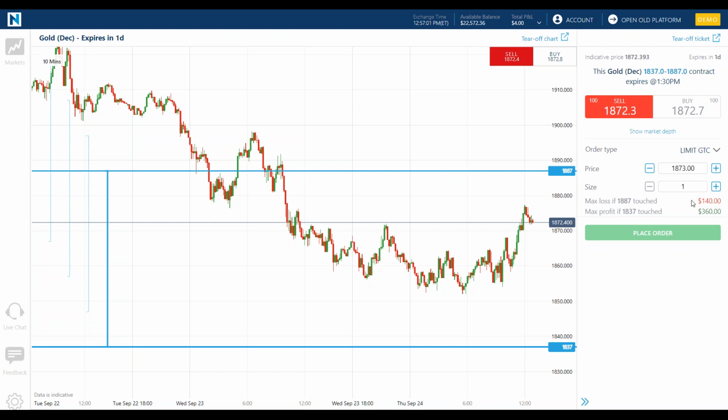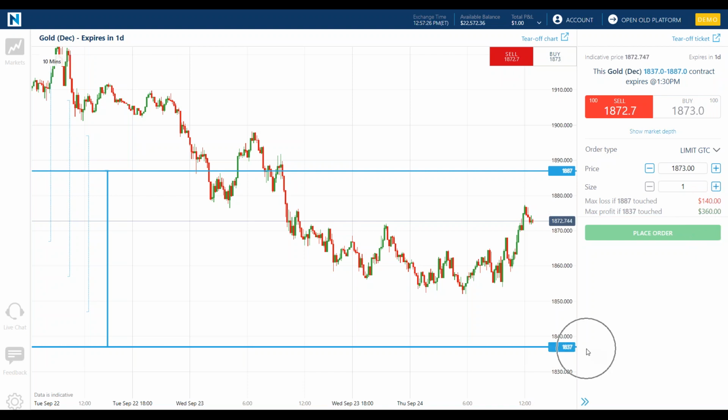I knew when I sold this, it actually told me this is the most you can lose. I can't lose any more than that. Now, if I sell it and gold continues to go down in this little trend that it's in, and it hits 1837, that's when I would get knocked out for maximum profit. And my maximum profit is 360.